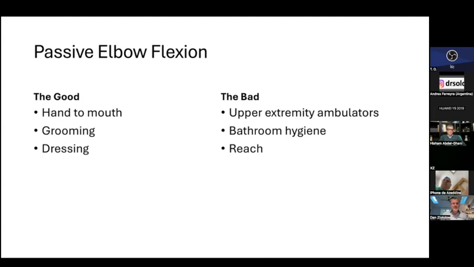So passive elbow flexion: the good is that it allows you to have hand to mouth. It allows grooming, meaning you can wash your own hair and put on your glasses, and it allows dressing. The bad is that some kids use their stiff elbows for upper extremity ambulation. They need elbow extension for bathroom hygiene, and to be able to reach possibly their other hand.